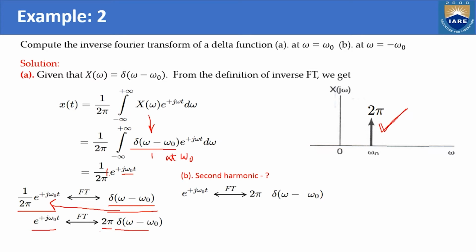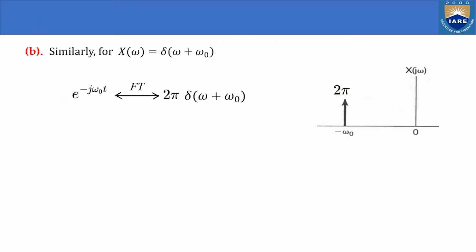Then let us take the second case, omega equal to minus omega naught. So in this case, actually this is omega minus of minus omega naught here, so that's why it is plus omega naught. This is the pictorial representation here, and this sinusoid at minus omega naught, e to the power of minus j omega t, they form the Fourier transform pair.